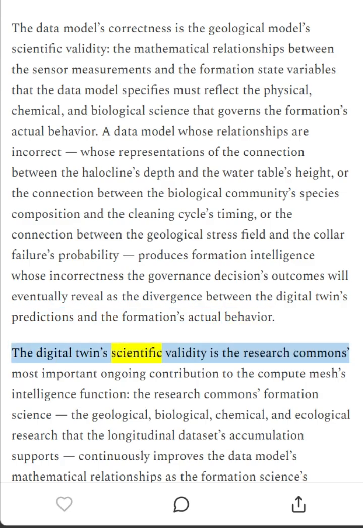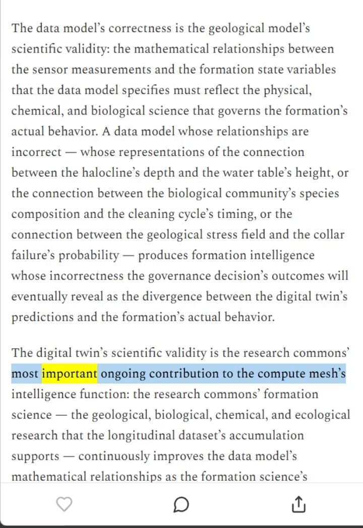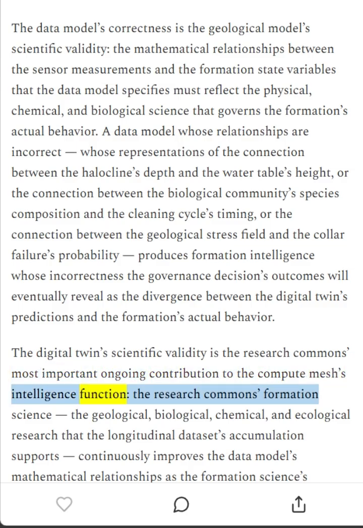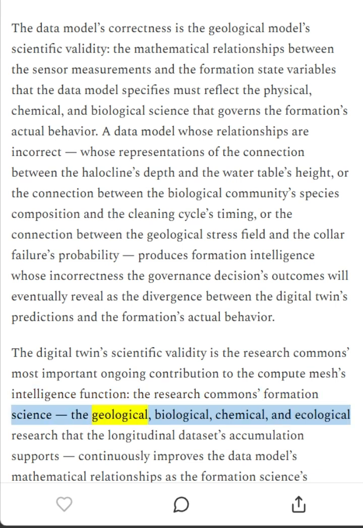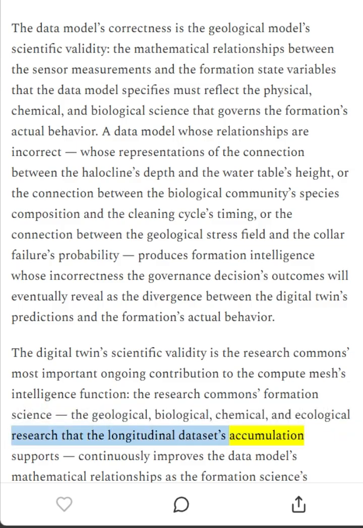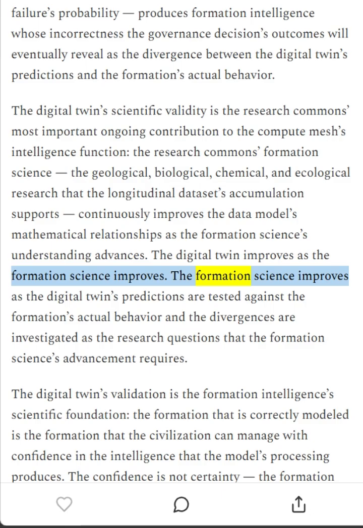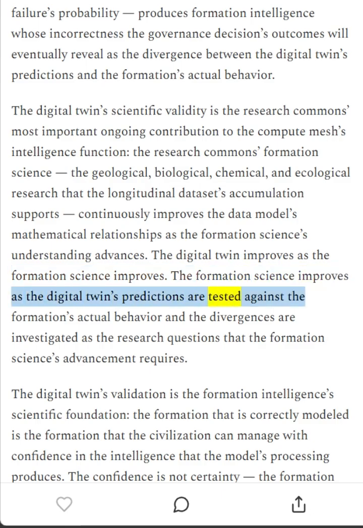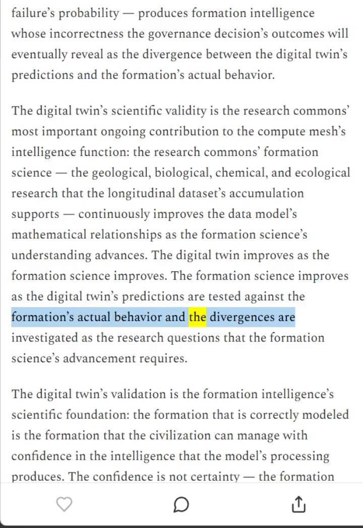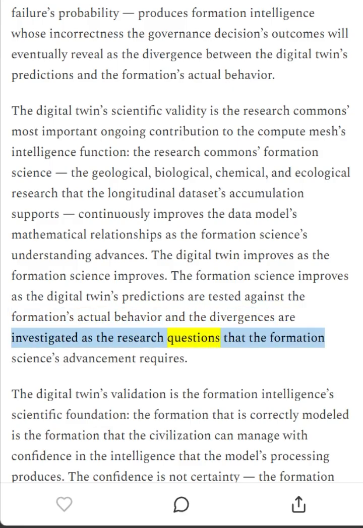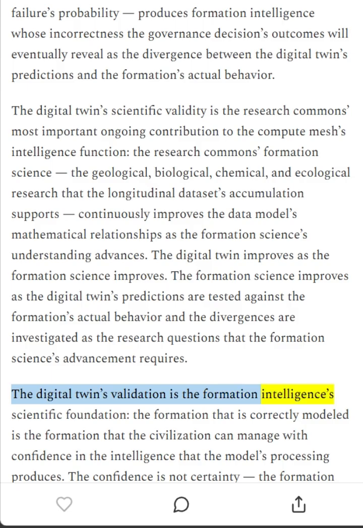The digital twin scientific validity is the research commons' most important ongoing contribution to the compute mesh's intelligence function. The research commons formation science, the geological, biological, chemical, and ecological research that the longitudinal datasets accumulation supports, continuously improves the data model's mathematical relationships as the formation science's understanding advances. The digital twin improves as the formation science improves. The formation science improves as the digital twin's predictions are tested against the formation's actual behavior, and the divergences are investigated as the research questions that the formation science's advancement requires. The digital twin's validation is the formation intelligence's scientific foundation.